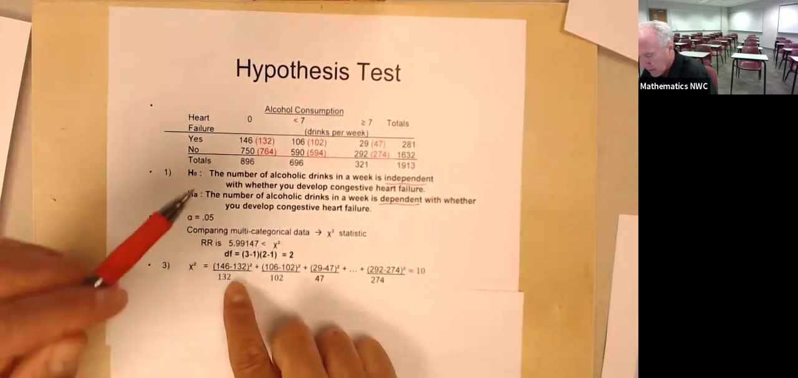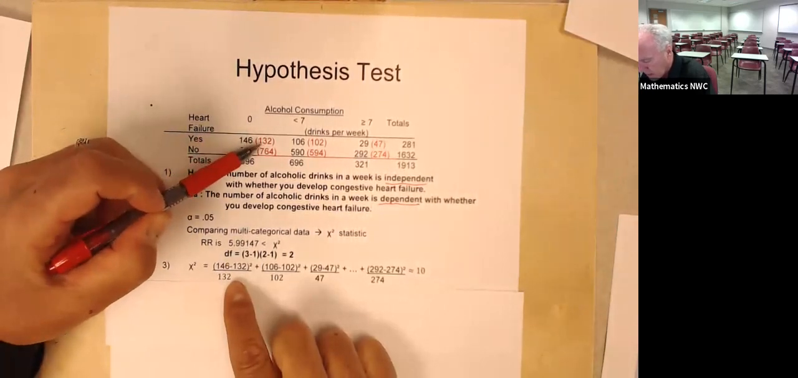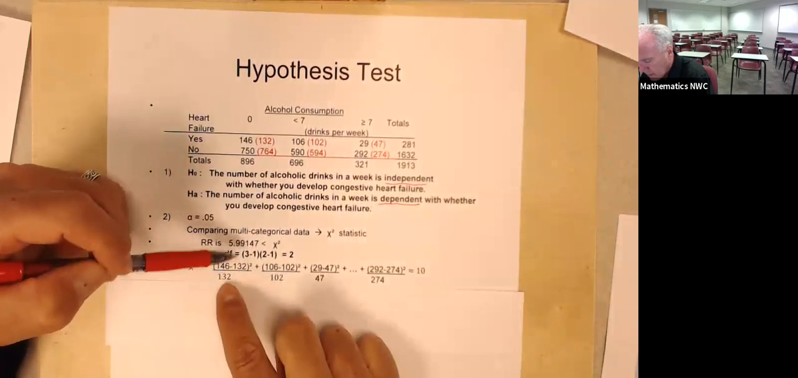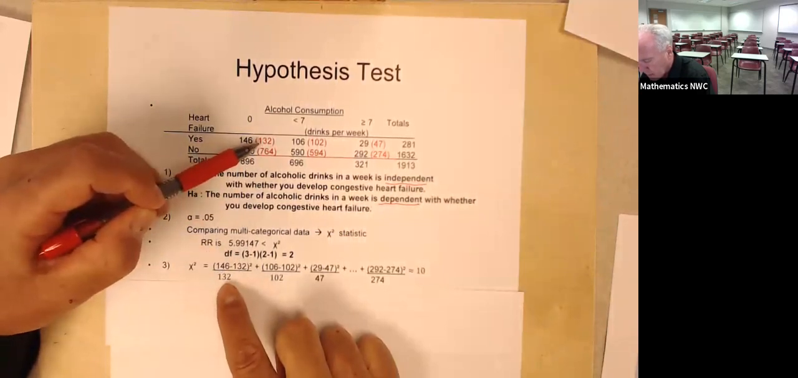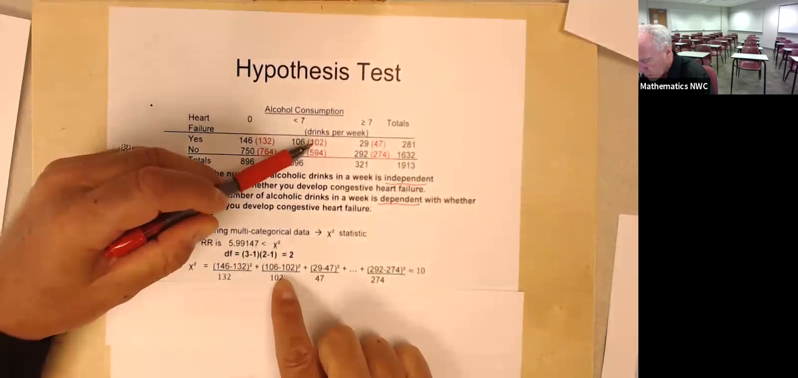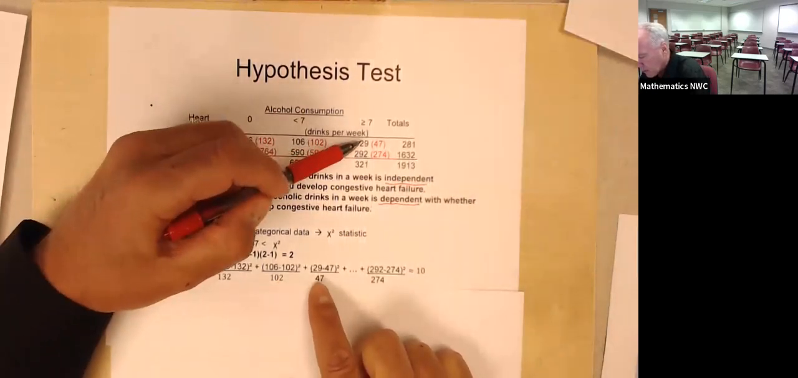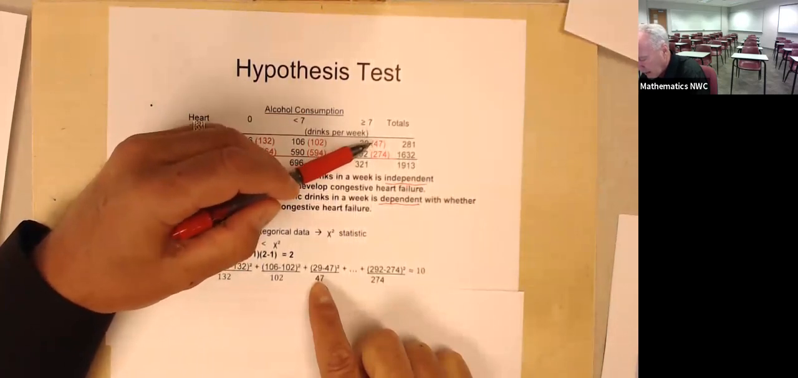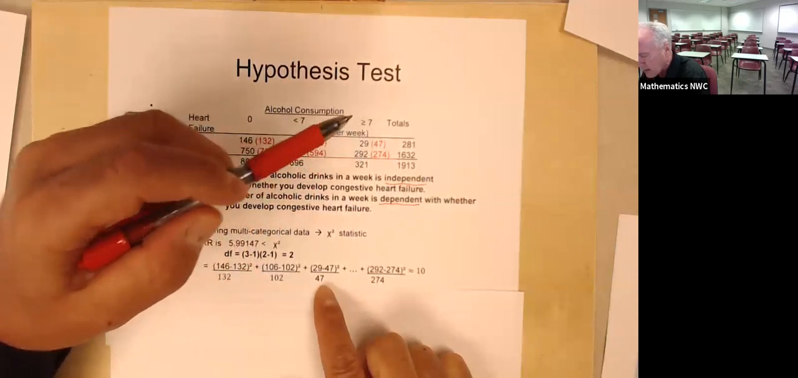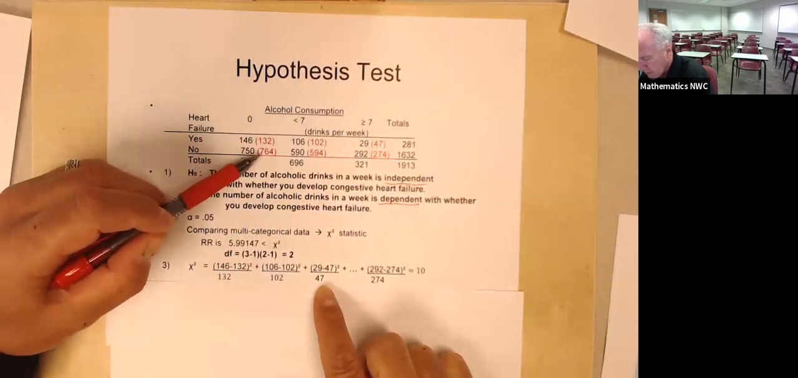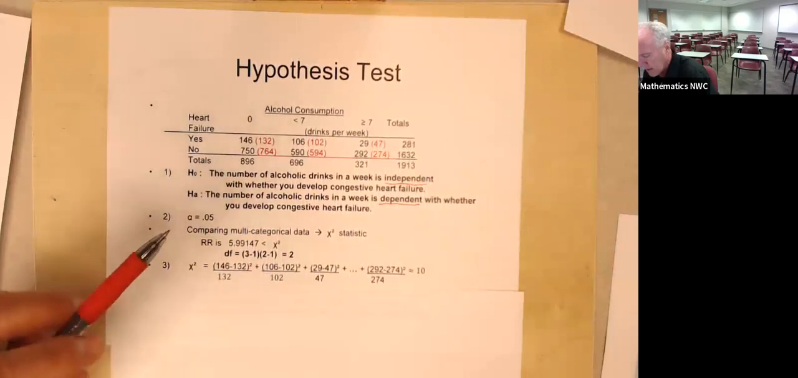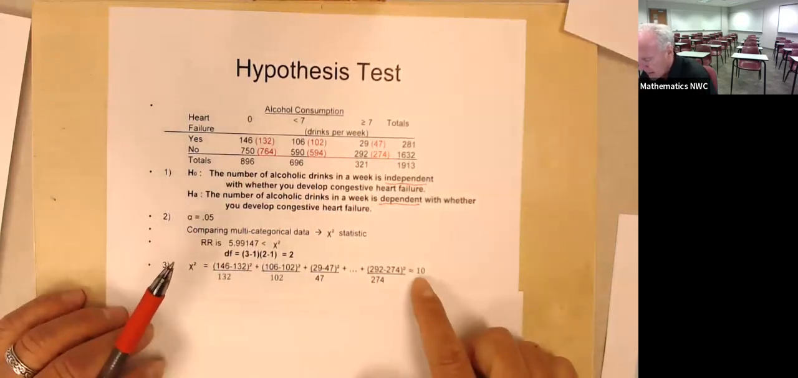Where do I get these numbers? I take 146 minus 132 and square it, divided by what I expected, 132. This one, 106 minus 102 squared, divided by what I expected, 102. 29, that's a big miss there. 29 minus 47 squared, especially when I had expected it to be 47, that's a major miss. That's a miss of 18 out of 47. Here, 750, 764, etc. Well, look, we get about 10.